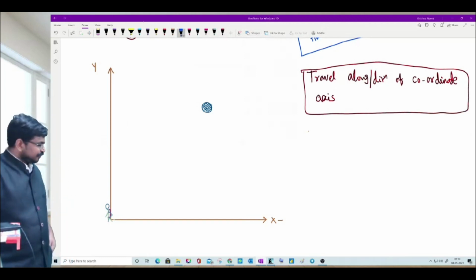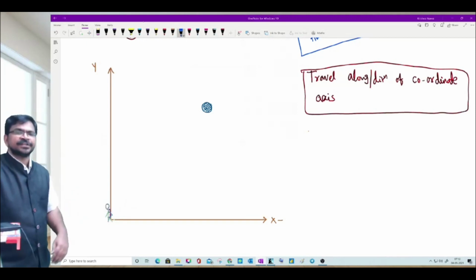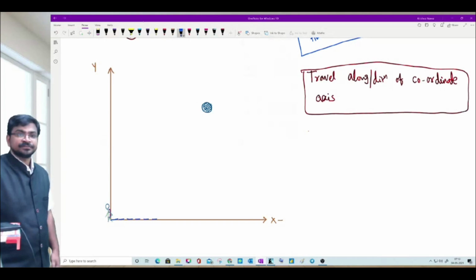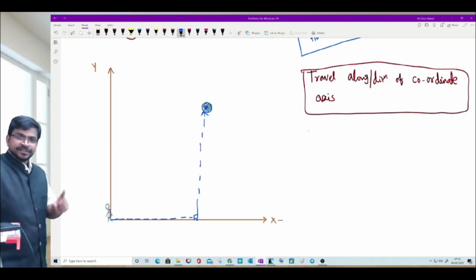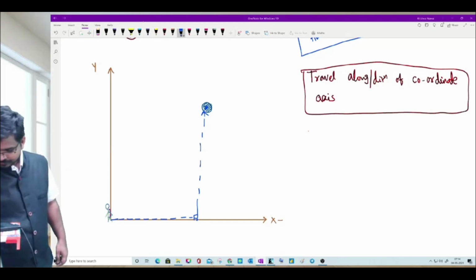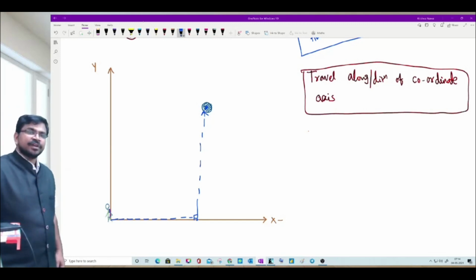I can travel first along the east direction. East direction we know easily. So first along the x-axis I will travel. And then I will take a right turn here and I will travel in the direction of the y-axis to reach this point. This is one way. And another way, I can travel in the north direction or y-axis and take a sharp right turn here and reach this point.